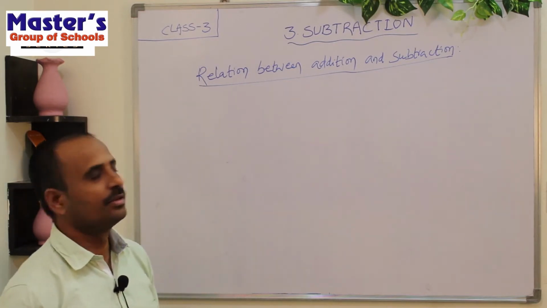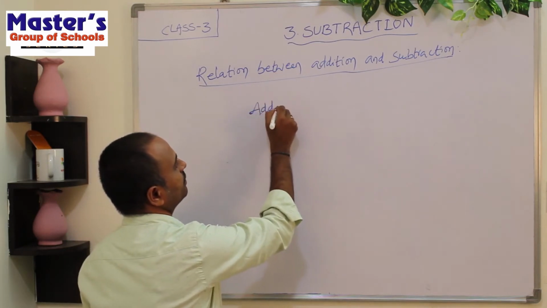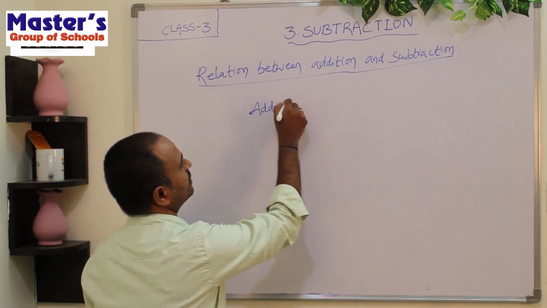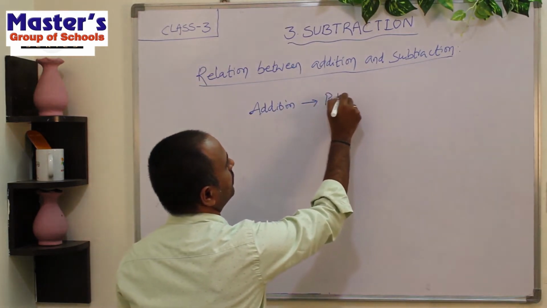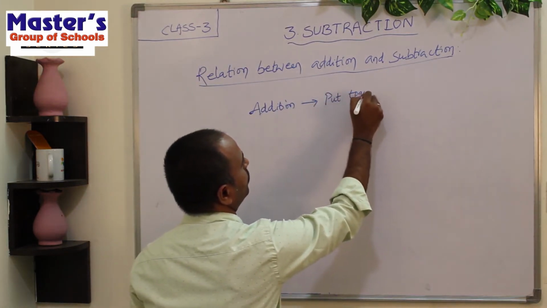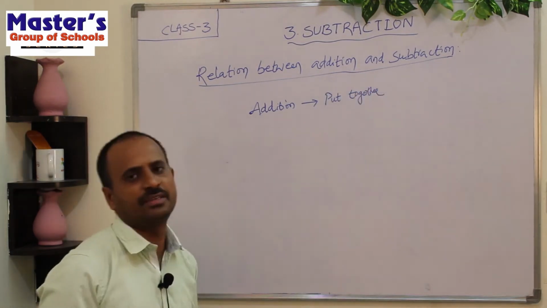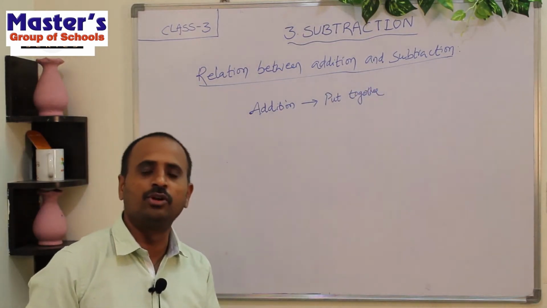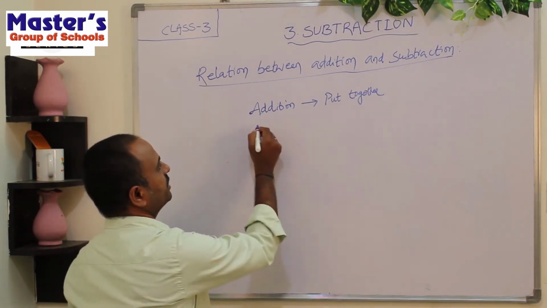What is the meaning of addition? Addition means put together, that means combining. We will combine two or more objects, or we will combine two or more numbers. That means addition. And what is subtraction?